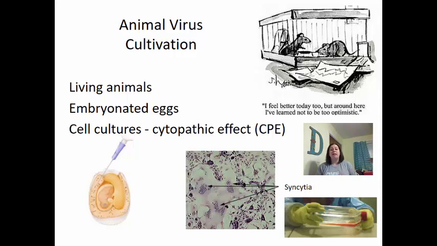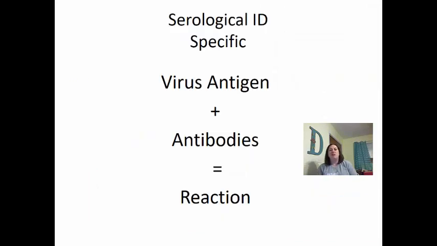We also see that we can do some cell cultures. When we do the cell cultures, we're going to look for what we call cytopathic effects, or CPEs. This is going to be where we're going to see where those cells have been affected. Cell deterioration. Now, one thing we can do is a serological ID of viruses, and these can be very specific and let us be able to tell what virus is present.